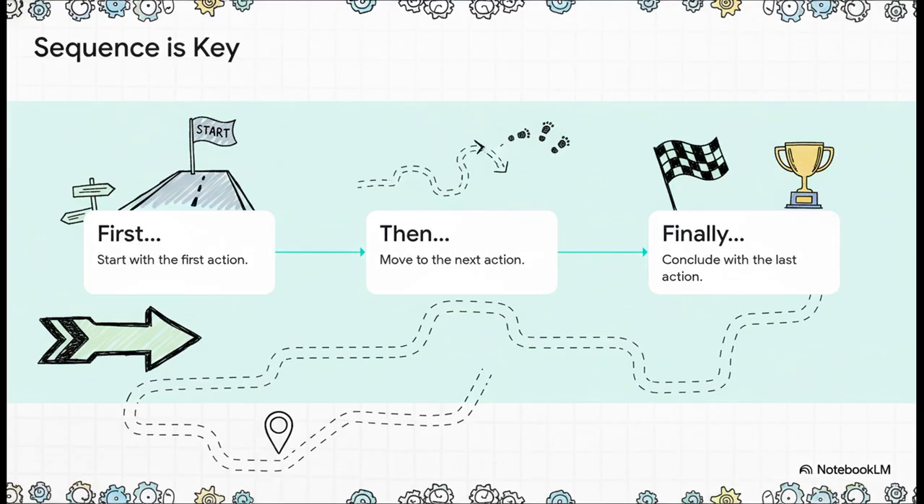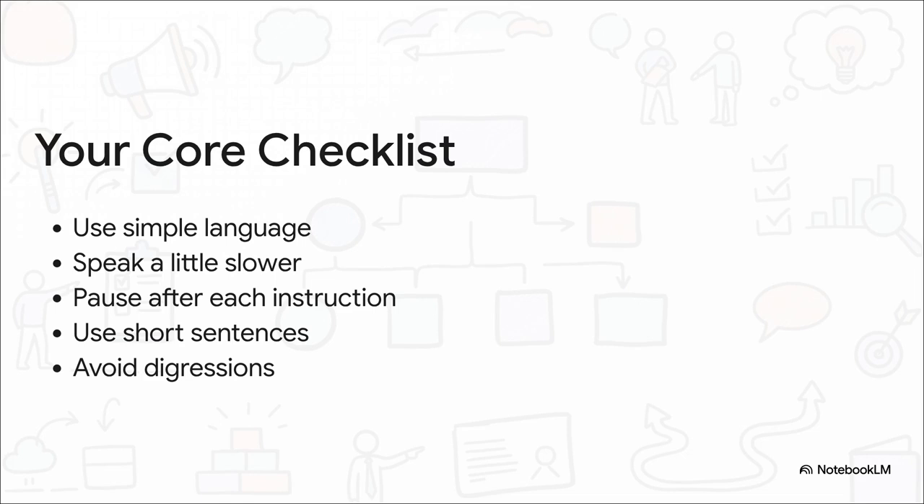Okay, so this all comes together in your core checklist for how you actually deliver the instructions. First, just use simple language, no jargon. Second, make a conscious effort to speak just a little bit slower than you normally would. And listen, this isn't about being patronizing. It's about giving people's brains a second to catch up.